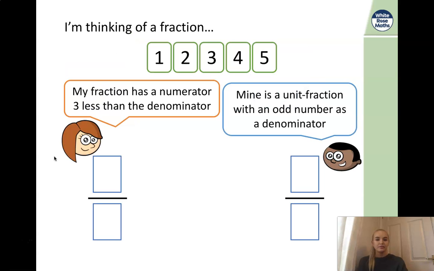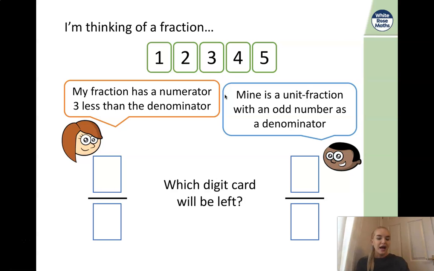Well done. Now, final question until you go on to your worksheet. I'm thinking of a fraction. I've got 2 fractions that I'm thinking of. Now, the girl on the left says that my fraction has a numerator 3 less than the denominator. And the boy on the right says my fraction is a unit fraction with an odd number as a denominator. Now, you can only use these number cards once. You can't use any other numbers, and we are going to be left with 1 number.